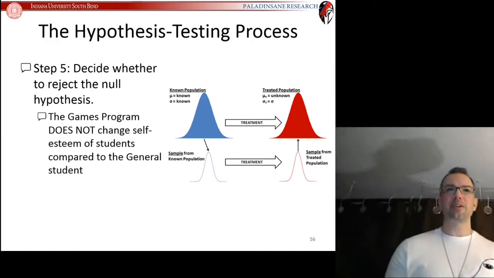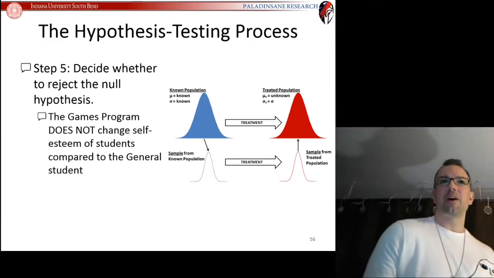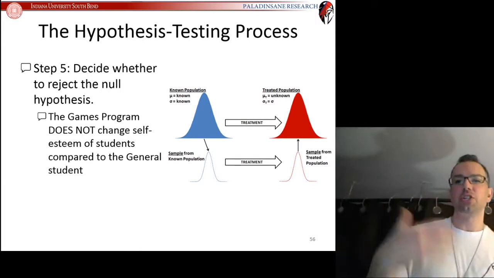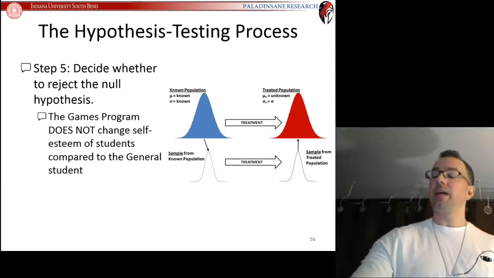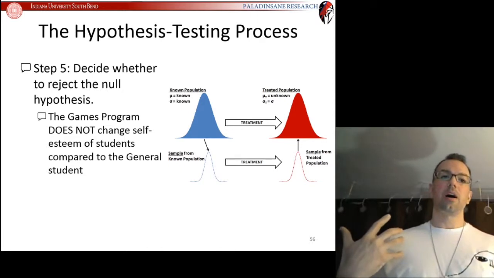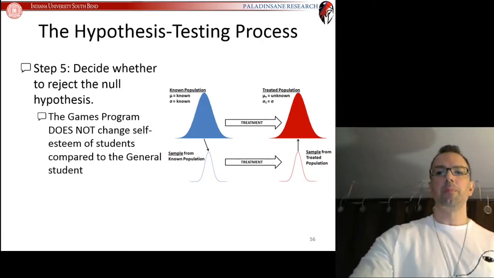So this is a bit of a downer. It's always a downer when you don't get to reject the null hypothesis because that means that your treatment is ineffective. But that's part of the reason that we have this hypothesis testing procedure.